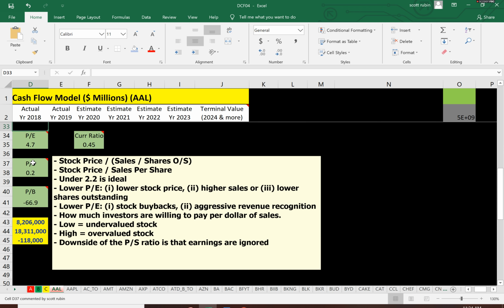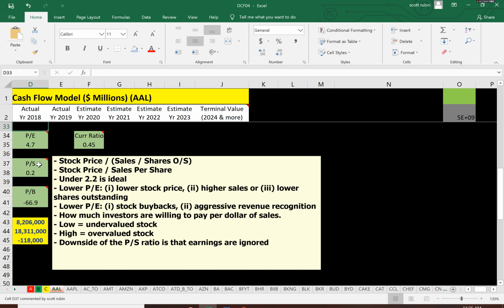And to get a lower price over sales ratio, and you want a low one, you don't want a high one, a lower stock price helps, or higher sales, or lower shares outstanding. So stock buybacks, that's why companies have done so many stock buybacks the past decade, is they're trying to really aggressively make their ratios look really, really great, much better than their competitors.